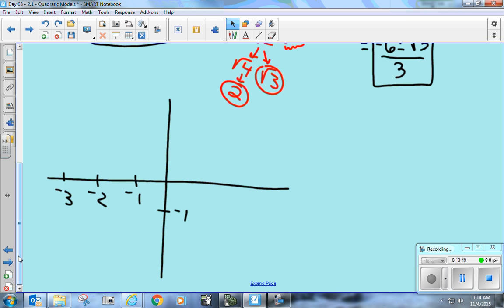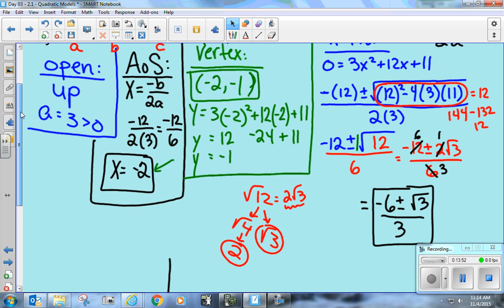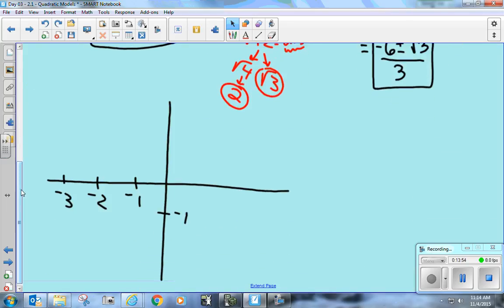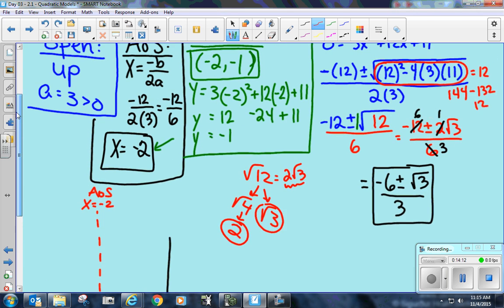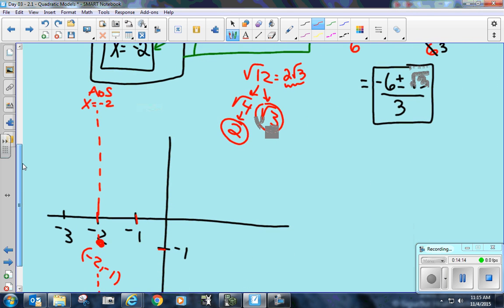where's our vertex? Vertex is negative 2, negative 1. So I go negative 2, negative 1. It's right here. That's the vertex, negative 2, negative 1. The axis of symmetry is x is negative 2. It goes right through that, doesn't it? Yeah. This is x equals negative 2. This is our axis of symmetry. And it opens up or down? It opens up, and it crosses the x-axis at these 2 points.